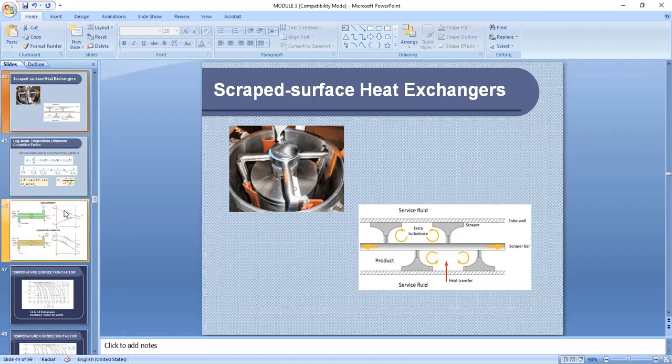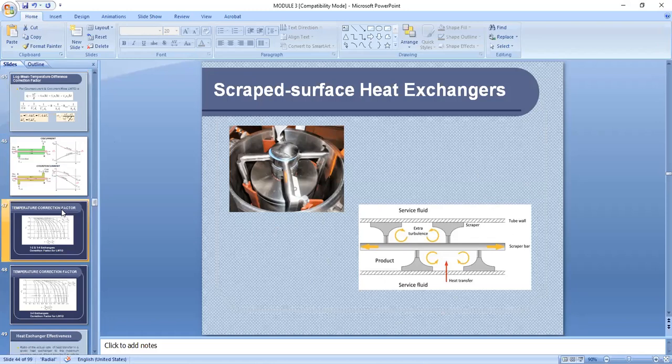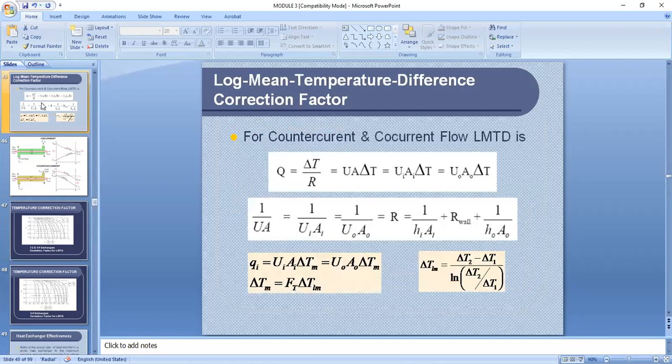Now we go to the design equations, the formulas that you will encounter and use for heat exchanger related problems. In here, this is just a review on the log mean temperature difference correction factor. For countercurrent and co-current flow, the log mean temperature difference is given by this formula. I'll show you in the next slide what delta T2 and delta T1 are. You have two temperature differences in the numerator, and in the denominator, you take the ln of these two temperature differences.